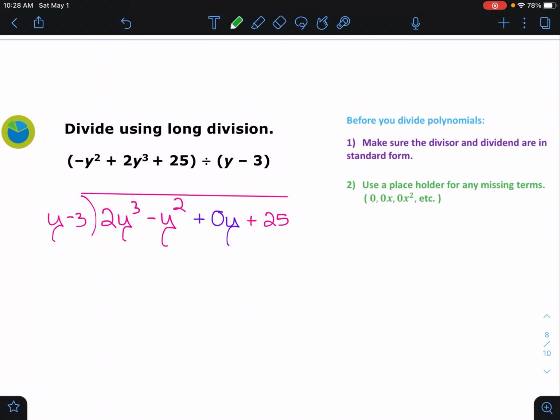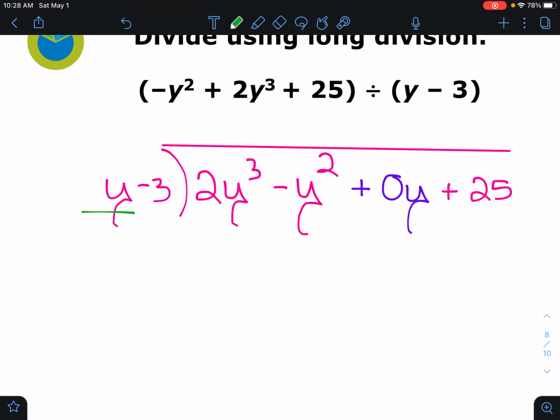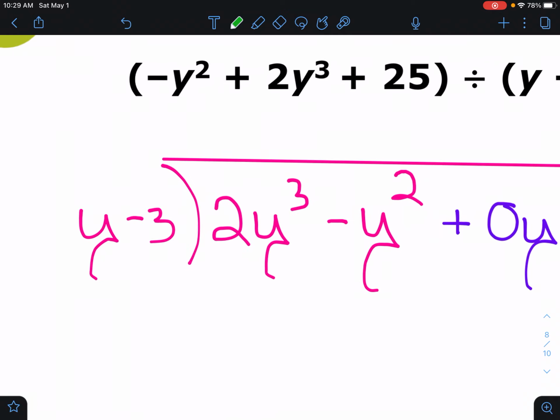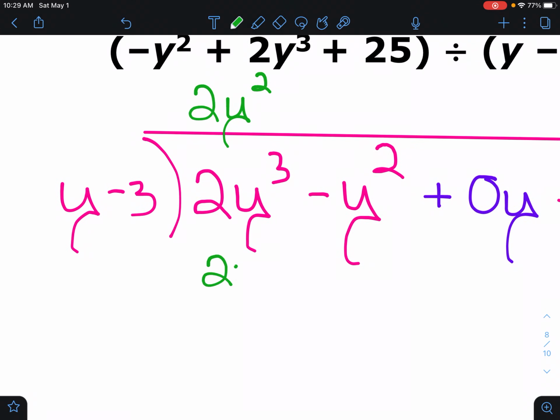All right, now when you start, again, you're just going to use the first terms. 1y goes into this how many times? So how many times does y go into 2y to the third? In other words, y times what gives me 2y to the third? Well, it would be 2y squared, right? So 2y squared, now I'm going to take that times my divisor, and I'm going to write it right here. So 2y squared times y should give me 2y to the third.